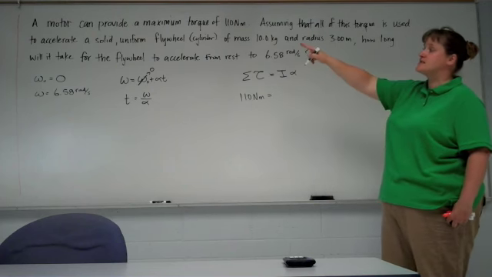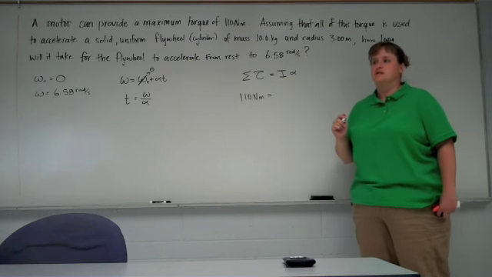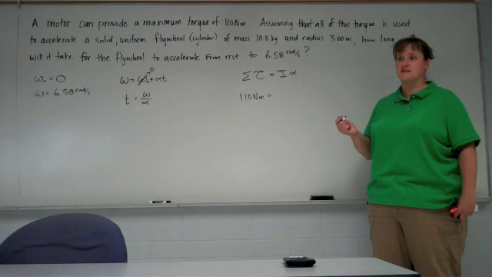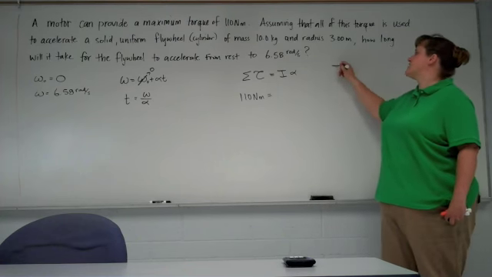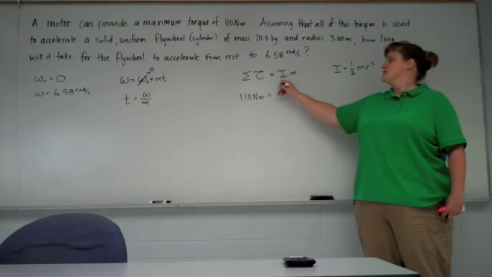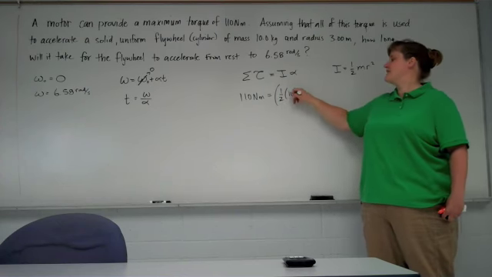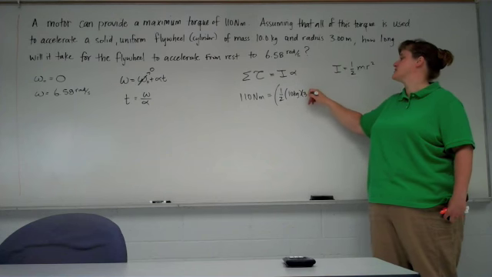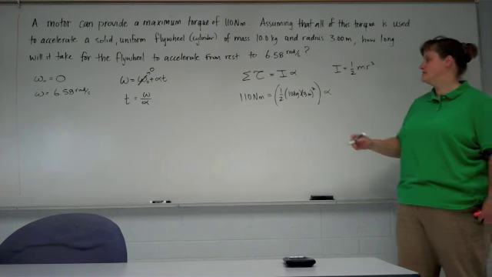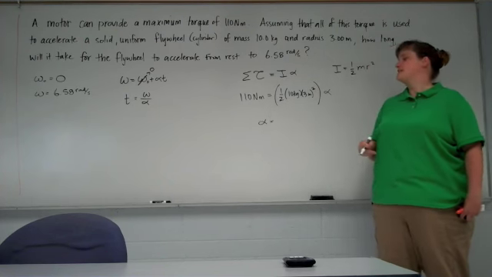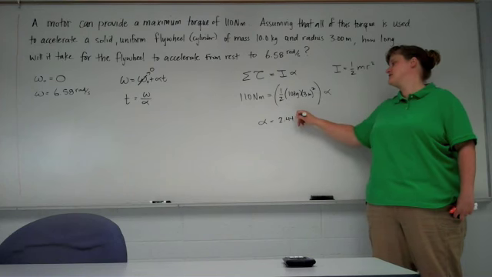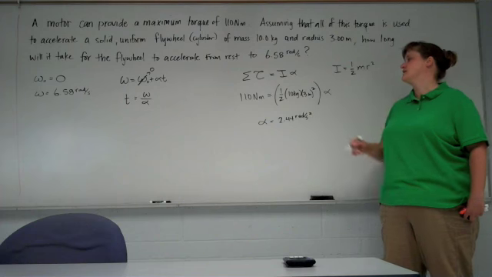So moment of inertia of a solid uniform flywheel. You got to look on the table. Solid cylinder, basically. The moment of inertia for a solid cylinder is 1/2 mr squared. So 1/2 times the mass, which is 10 kilograms, times the radius, which is 3 meters, squared. We can solve for alpha. Alpha is the angular acceleration. So bringing this over, we find the angular acceleration to be 2.44 radians per second squared.